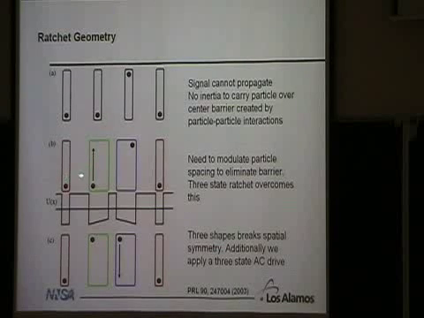So let's take a look. What we're doing is we're altering the spacing between the particles so that we have a near spacing where we want the particles to interact so that they'll flip. And we have a far spacing so that the particles won't prevent each other from flipping.